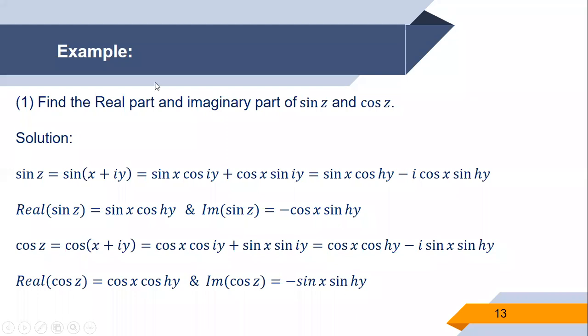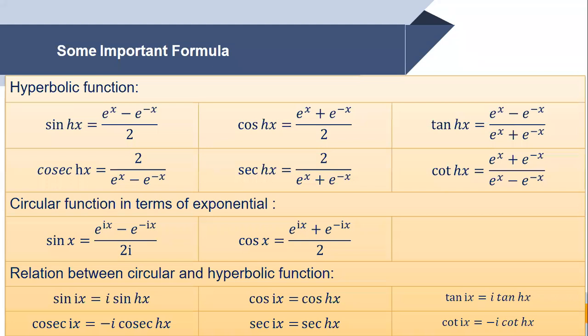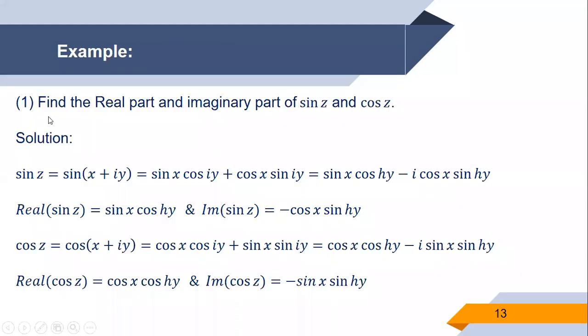So we can take a simple example where we use the circular function, exponential function, and hyperbolic function. Suppose the question is to find the real part and imaginary part of the trigonometric functions sin z and cos z. Directly it is not possible, so which formula do we use? First we write sin z. z is nothing but x plus iy, so we write sin(x plus iy). Now we know the formula sin(a plus b) is sin a cos b plus cos a sin b. That means sin x cos iy plus cos x sin iy.